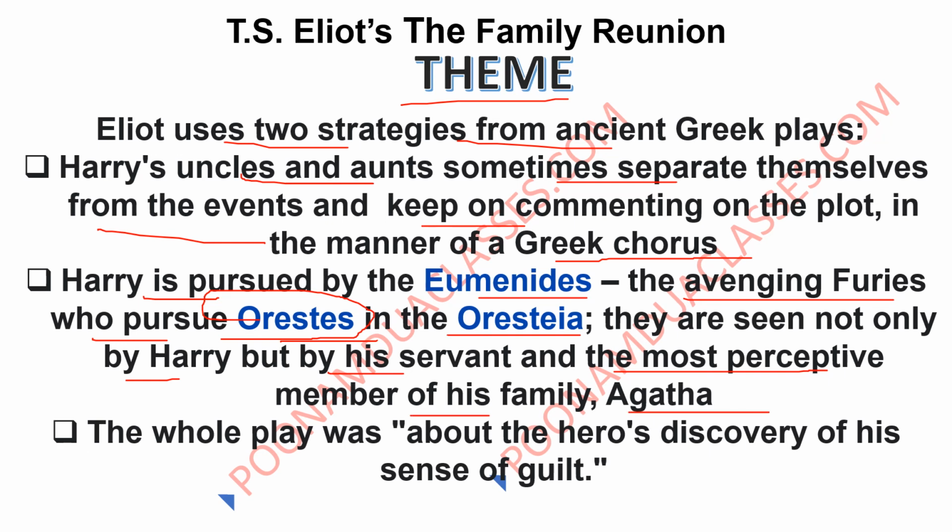शायद उन्होंने भी कहीं ना कोई क्राइम किया हो अपनी लाइफ में. So we can say the whole play was about the hero's discovery of his sense of guilt. Why I am guilty? The hero comes to know the reason of his guilt by the end.